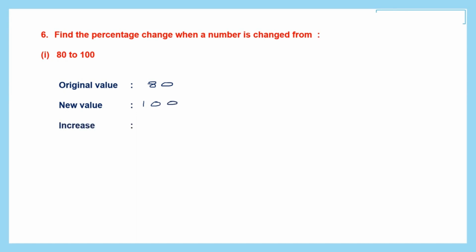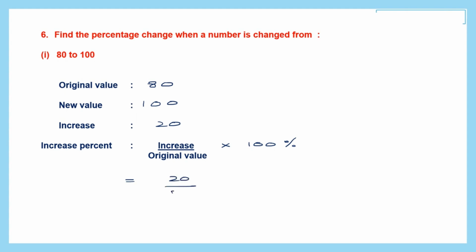So what is the increase? 100 minus 80, which is 20. And now we are asked to find the increase percent. So that will be increase percent is increase by the original value into 100%. So what is the increase here? 20, and the original value is 80 into 100%. So we have to cancel whatever we can. I can cancel this and this, and I can cancel 2 and 8.